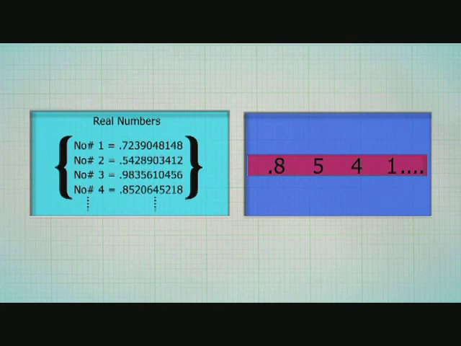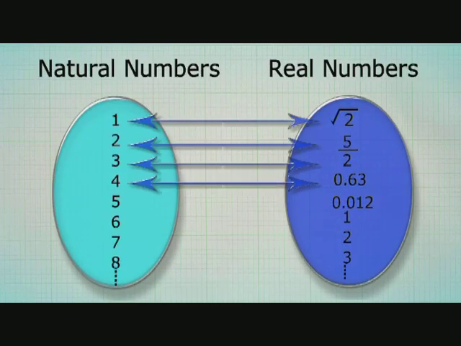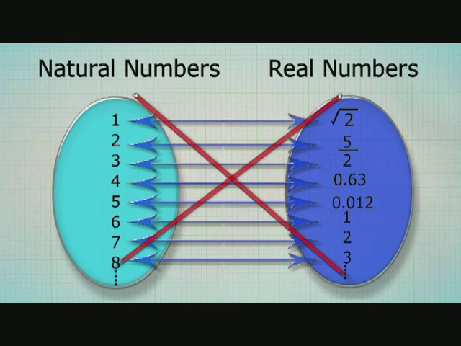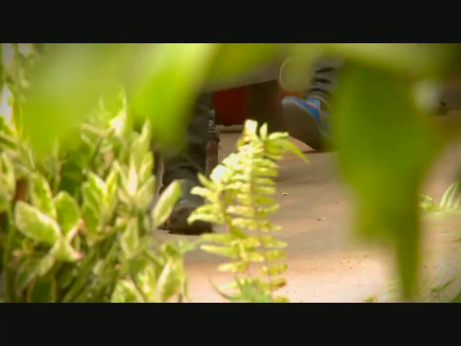See, it won't match the first number because the first digit is different. It won't match the second number because the second digit is different. It won't match the third number because the third digit is different, and so on infinitely. We have created a number that's not in our list. And so we can conclude that this set of real numbers does not have a one-to-one correspondence with natural numbers. Which implies that this is a bigger infinity.